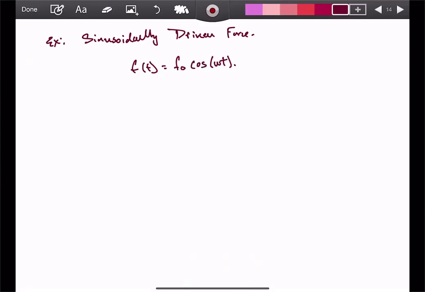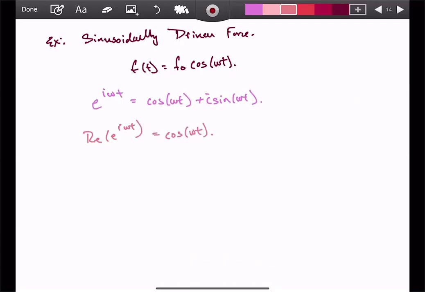Now, to proceed with this, it's a lot easier to work with exponentials than with sines and cosines. So we use Euler's equation: e to the I omega t is cosine of omega t plus I sine of omega t. This means the real portion of e to the I omega t is simply cosine of omega t. So what does this mean?